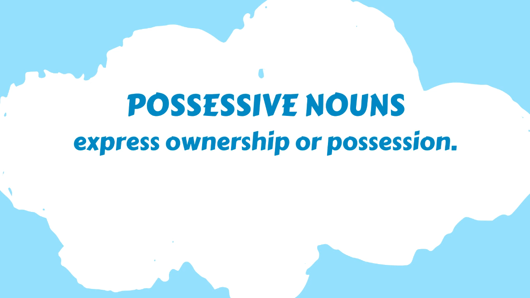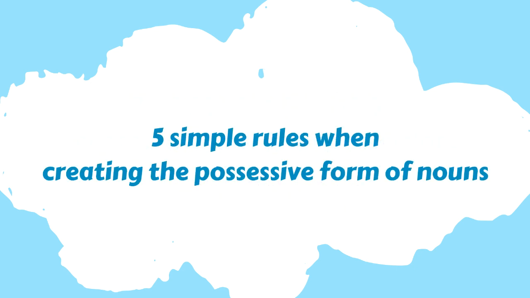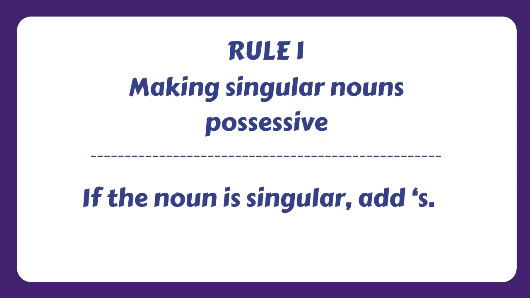Possessive nouns express ownership or possession. Kumbaga, nagpapakita ng pagmamay-ari. Julie's Bake Shop, Angel's Burger. When creating the possessive form of nouns, there are 5 rules to follow. Rule number 1. Making singular nouns possessive. If the noun is singular, add apostrophe and s.